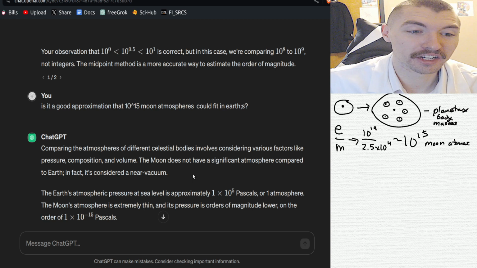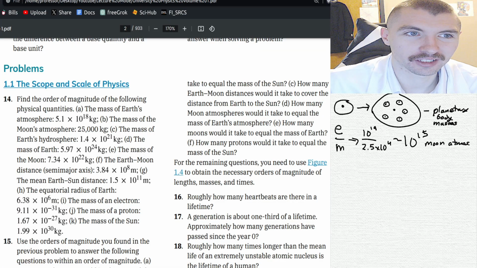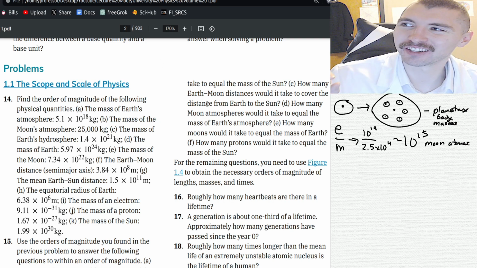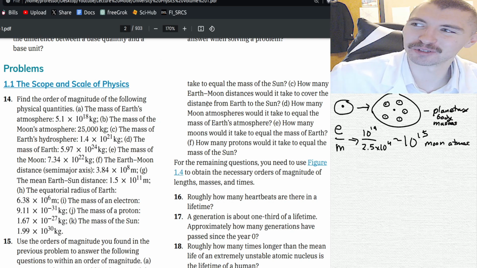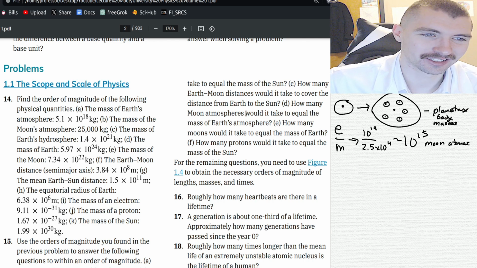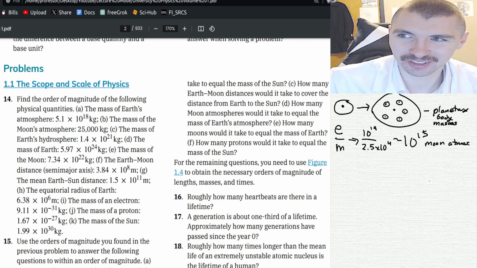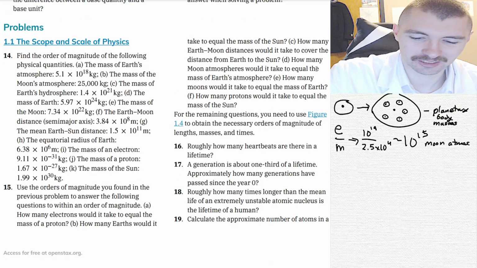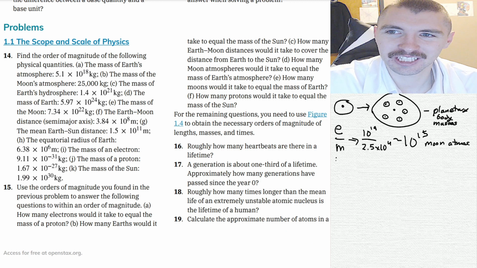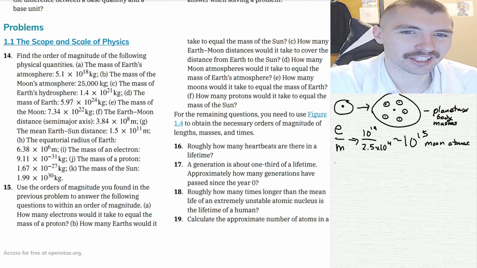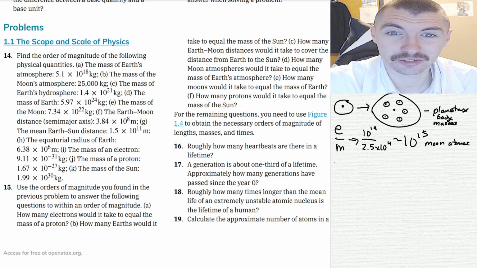It's considered near vacuum, okay? So that does make sense. If you're comparing a vacuum to something filled with not a vacuum, then 10 to the 15 makes more sense. So here, ChatGPT didn't give us the answer. It just strengthened our intuition that we are in the right direction.